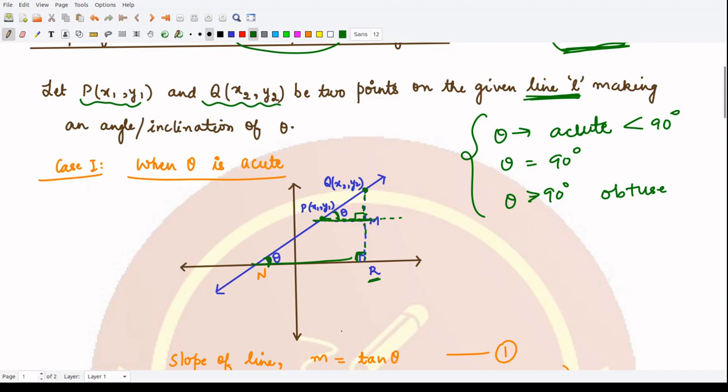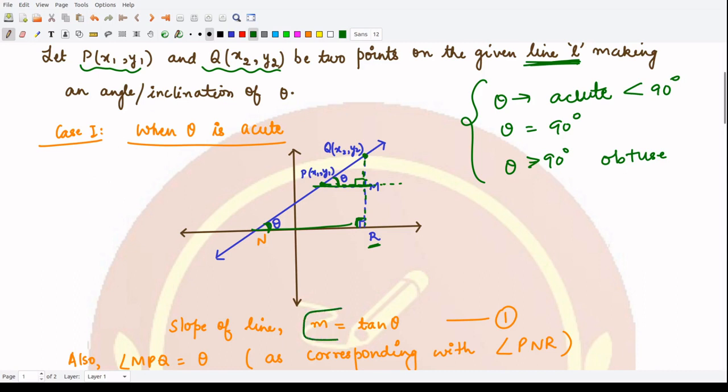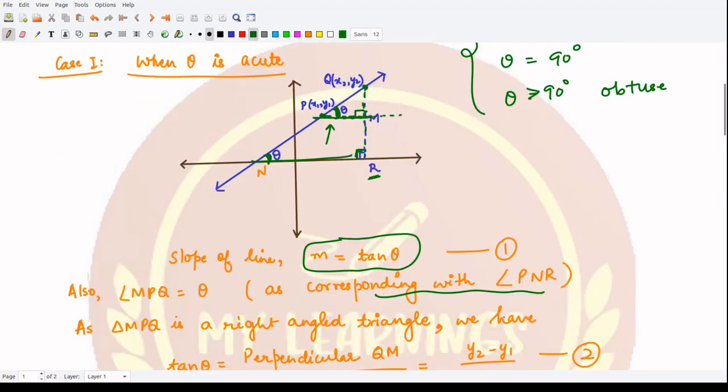So here the slope of the line would be calculated using this definition: m is equal to tan theta. Let's mark this as equation 1, which is our definition. Now here we know this angle is theta. Why? Because it is the corresponding angle with angle PNR. Moreover, if we are talking about this triangle, it forms a right angle triangle.